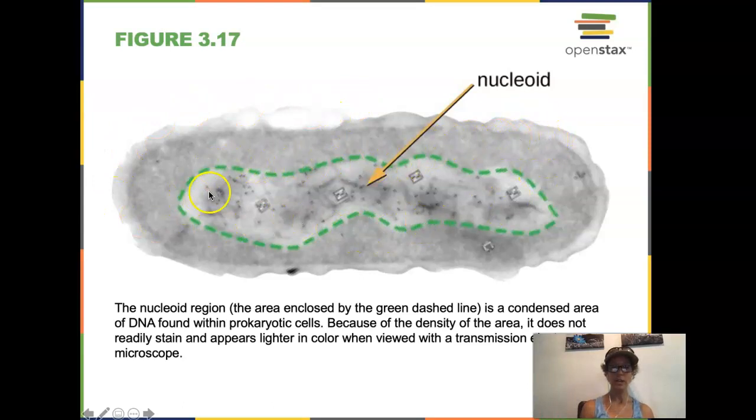So here is a really terrible image of an electron micrograph of a prokaryotic cell. They're outlining it, showing this is the region where the DNA is sitting, and that's the nucleoid. That OID suffix tells you that it's kind of like, but not really. So it's not a nucleus, there's no membrane around it. It's like a nucleus, only in that that's where the DNA is sitting.